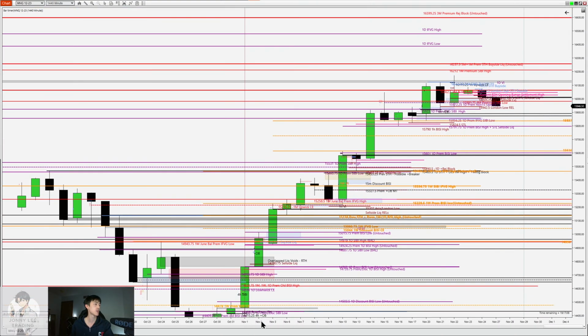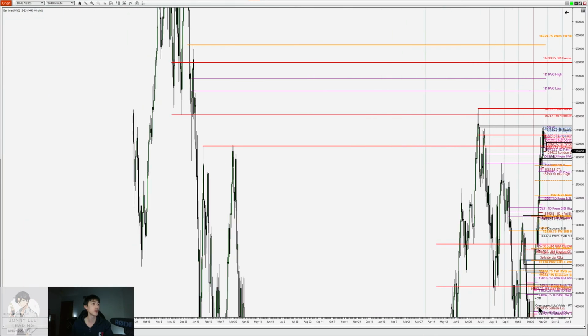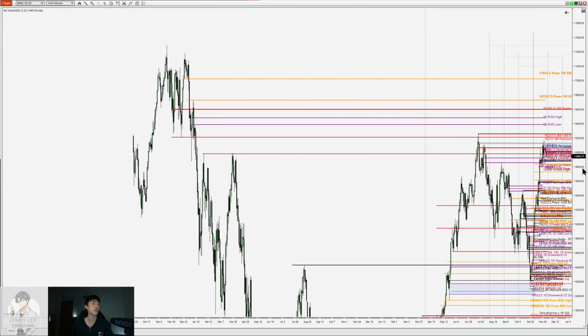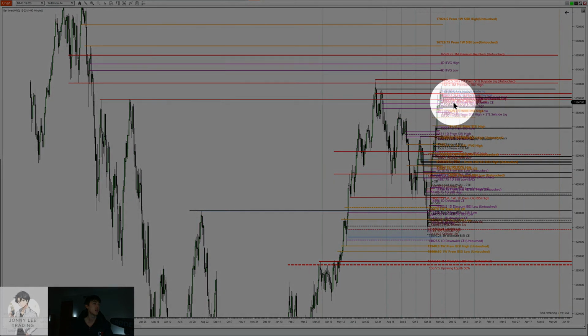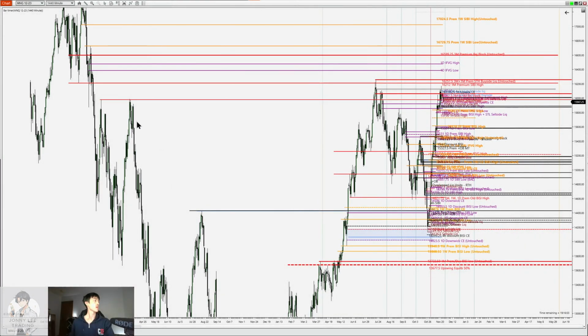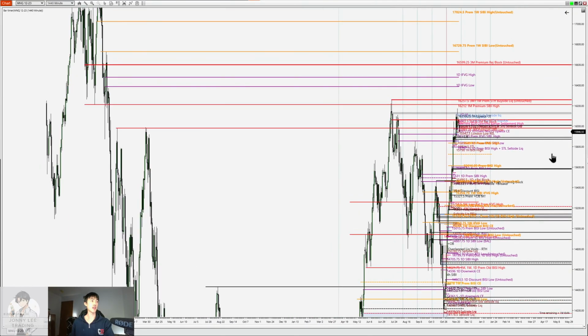Okay, so similarly on the daily, let me zoom out first so we can have the whole picture, right? So we are roughly over here. We did not take out this short-term high, which is a 3-month short-term high. We did fall within this monthly sell-side imbalance. So let's zoom in and see what that looks like, okay?